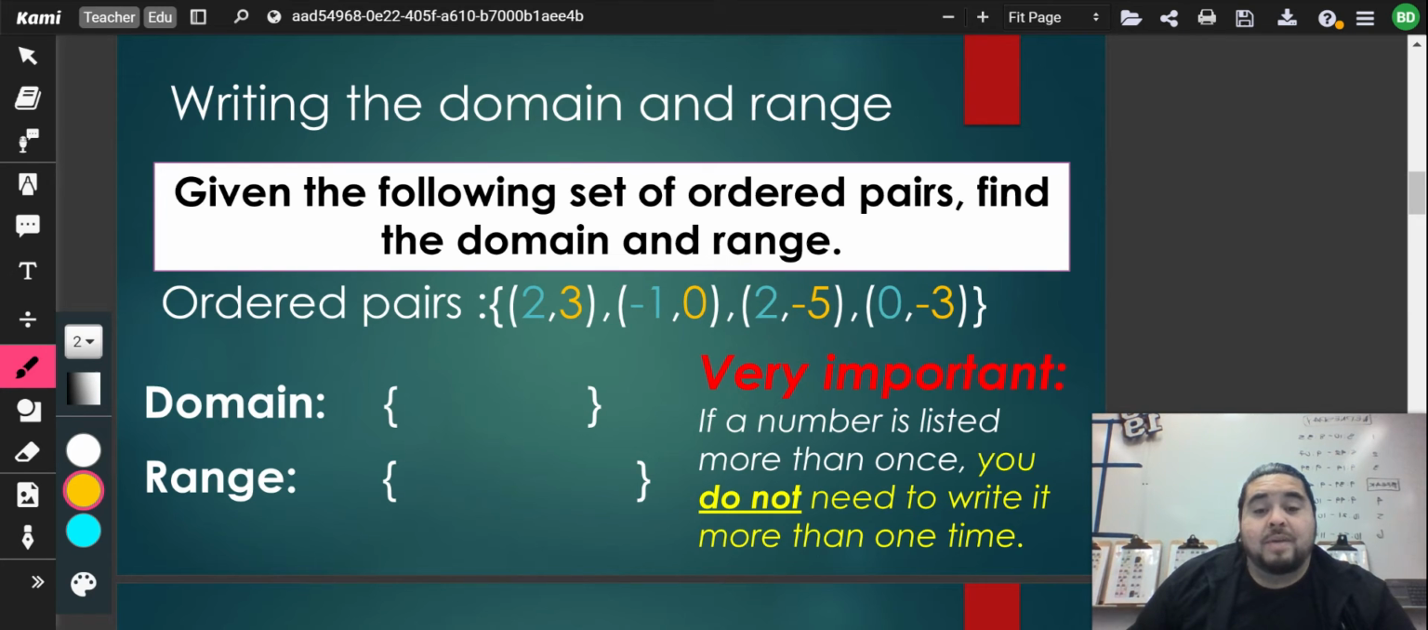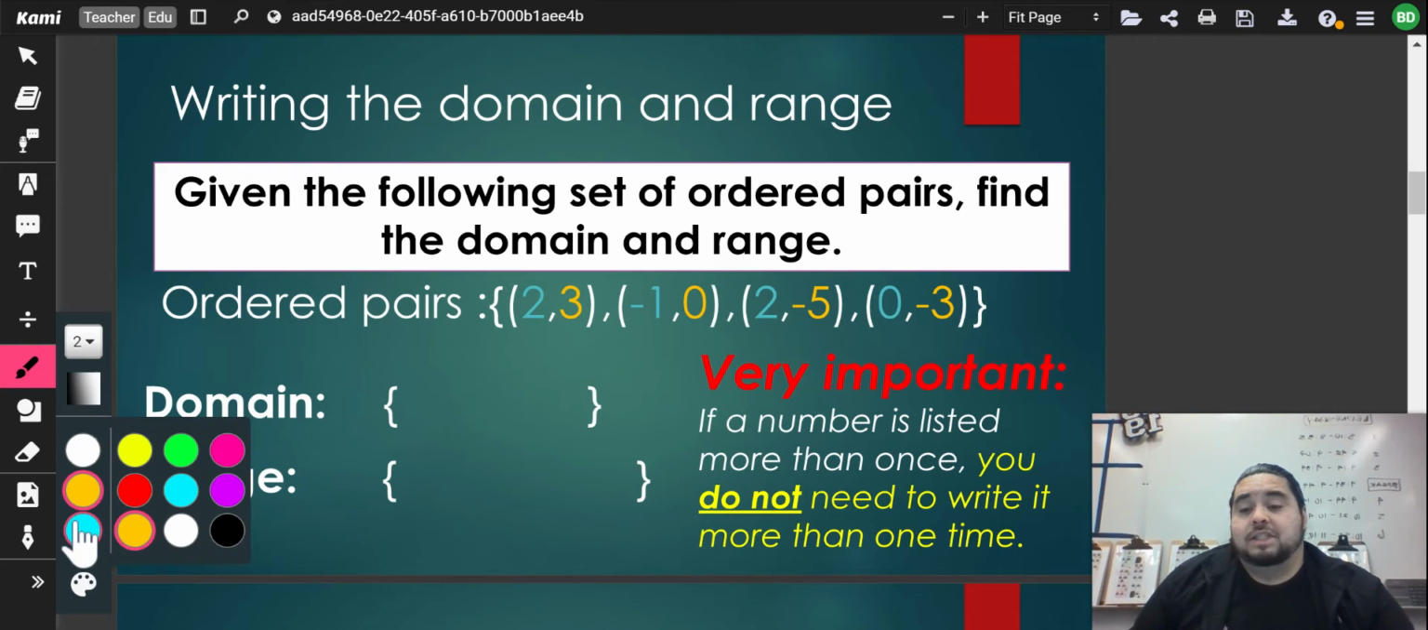The second thing we have to remember is that for the purposes of what we're going to be doing later, we don't want to write any repeats. Okay, so if a value occurs more than once in the domain, we don't write it more than once. We only write it one time, same for the range. Okay, so let's jump into this.